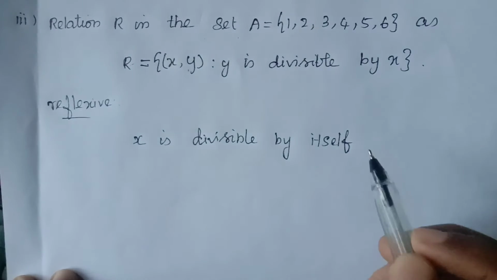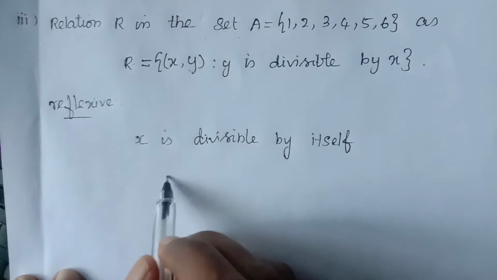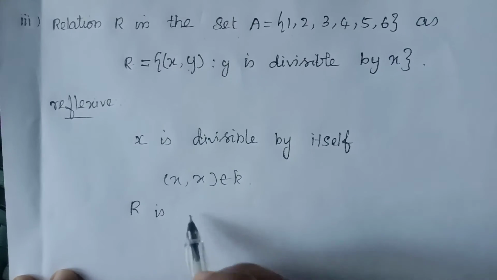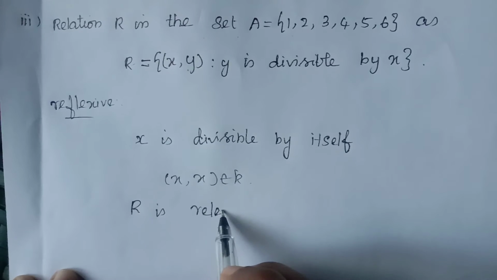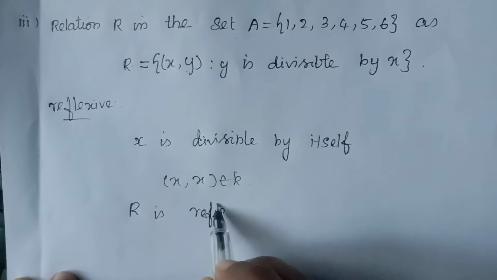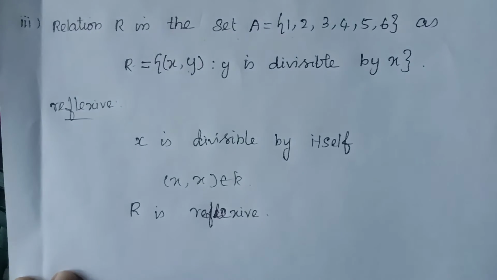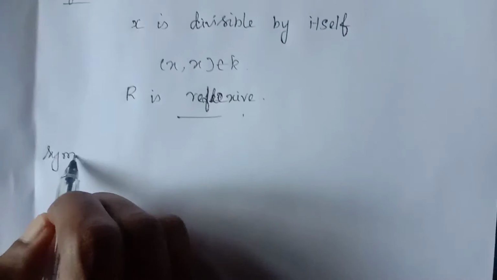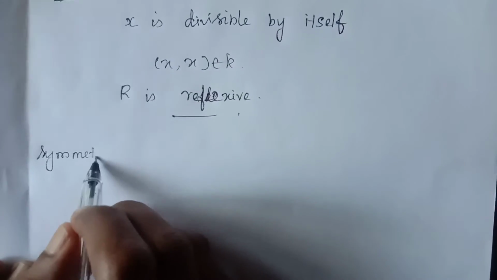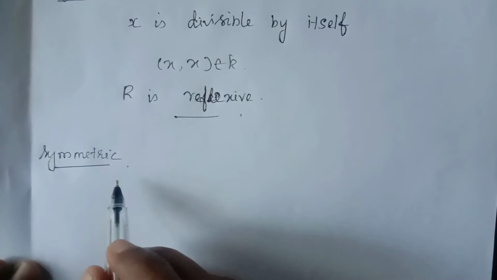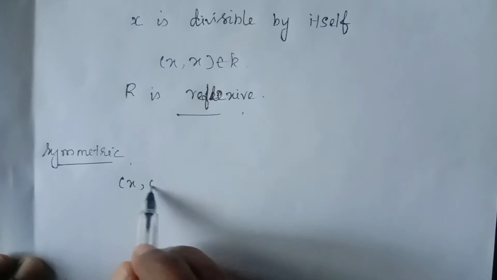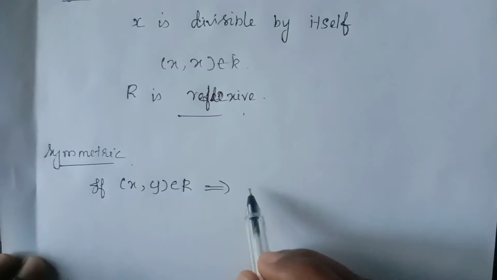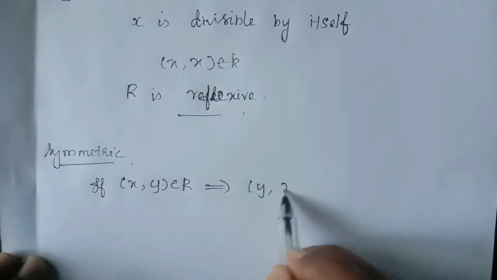If (x, y) belongs to R, what is the condition? y is divisible by x. So here x is divisible by itself, which means (x, x) belongs to R. So R is reflexive. Now symmetric. Symmetric means if (x, y) belongs to R, then (y, x) belongs to R.